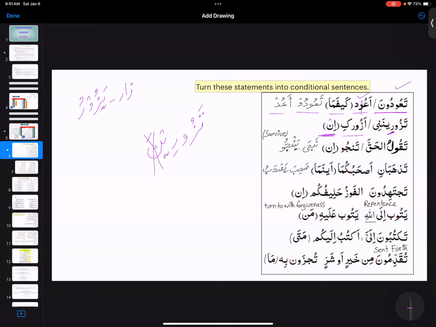Now, if we are making it majzoom, Tazuri. Right? And then you are going to add ni. Tazurini. And then Azuru, now Zara Yazuru, Azuru. It will be Azur. Azurki. Now Azurki, we are making it majzoom over here. Now we have two majzoom, right. So we are going to drop this vowel. So Azur, Azurki, right? How are we going to translate?